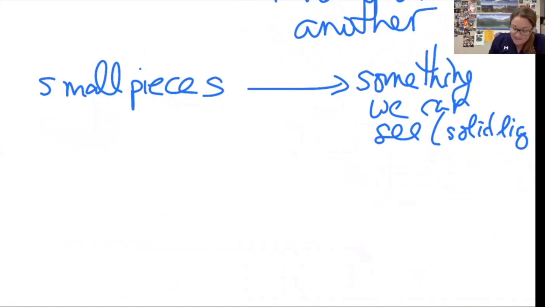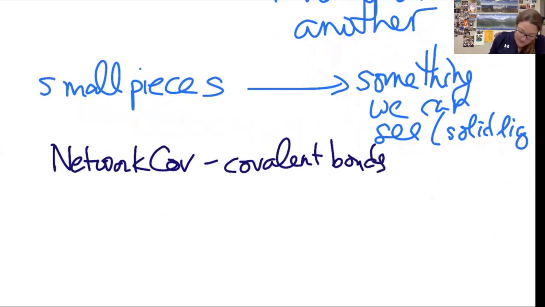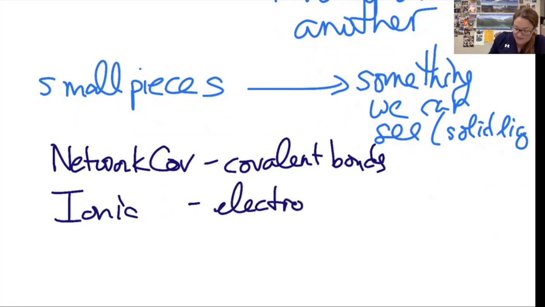So I'm going to list the types that I'm going to go over. And I'm deliberately listing them in this order, though it's not necessarily the order I'm going to go over them. So we have our network covalence. And our network covalence, we have already said, have strong covalent bonds. Then we have our ionics. And we're going to be talking about electrostatic attractions.